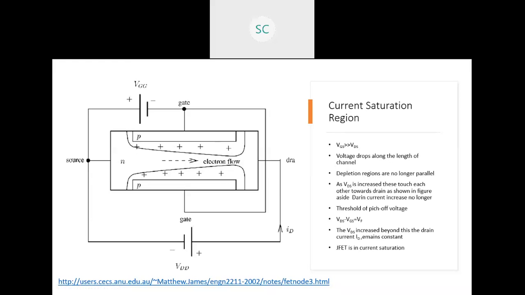Current saturation region. In this case VGS is much larger than VDS. The voltage drop across the channel and the depletion regions are no longer parallel but narrow down. So here it has narrowed down. When VDS is increased, they touch each other at some point and the drain current would reduce to 0. This is your drain current that is flowing. So with the pinch off voltage VP, when VDS is increased beyond VDS minus VP, the drain current ID remains constant. This is referred to as current saturation.